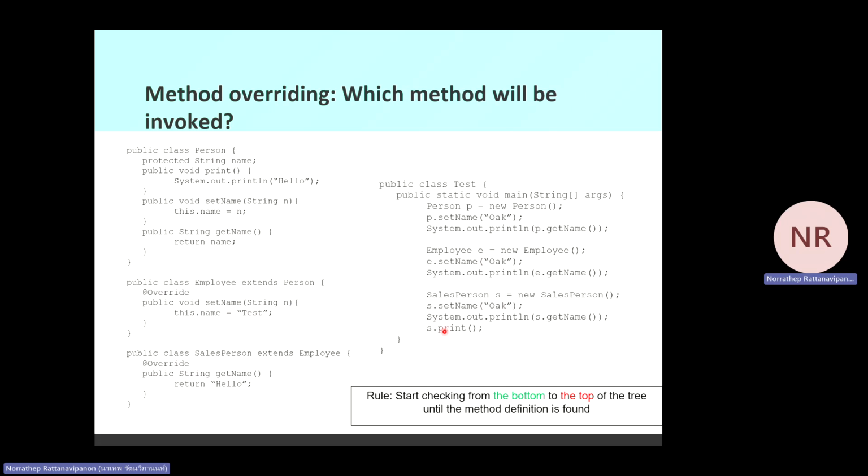Okay. What about if I do s.print? Which print do I use? Again, you follow the same rule. Start from the class that the s object is declared, which is salesperson. You see that it doesn't have a print method, which means that this print method must belong to one of the superclasses. So you go up one level to employee. You go there, you don't see print. Then you go up one more level to person. You go there, you see print. So this print will correspond to the person's print method, which would print hello as well.